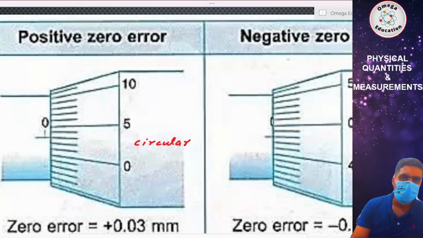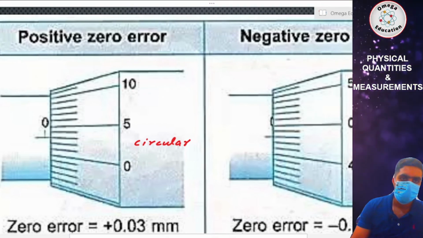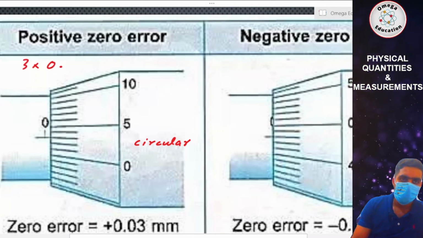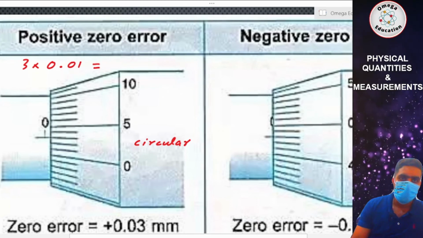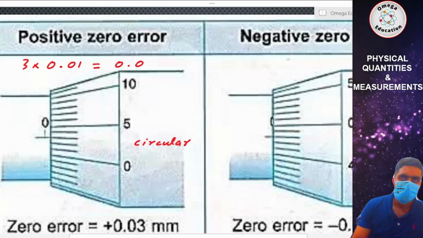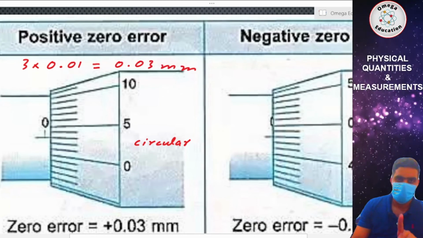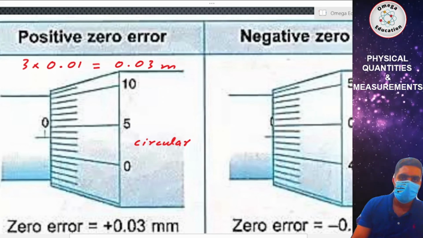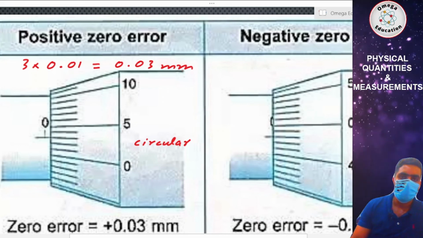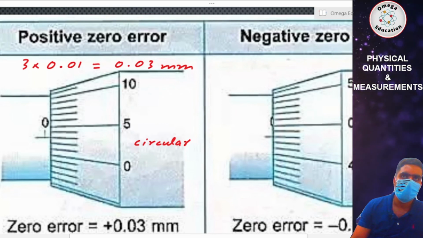So you have the line number 3, you multiply it by the least count, 0.01, and then you get the zero error 0.03 millimeter. So this is the zero error that you get, 0.03 in this case.